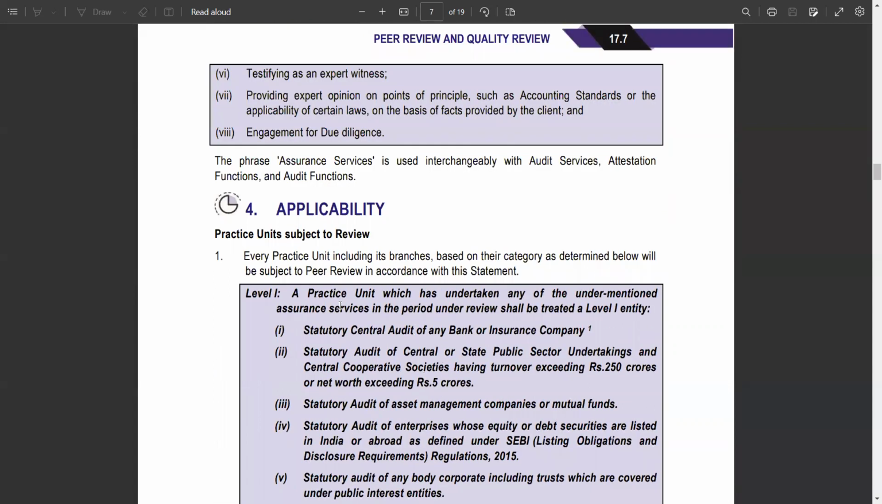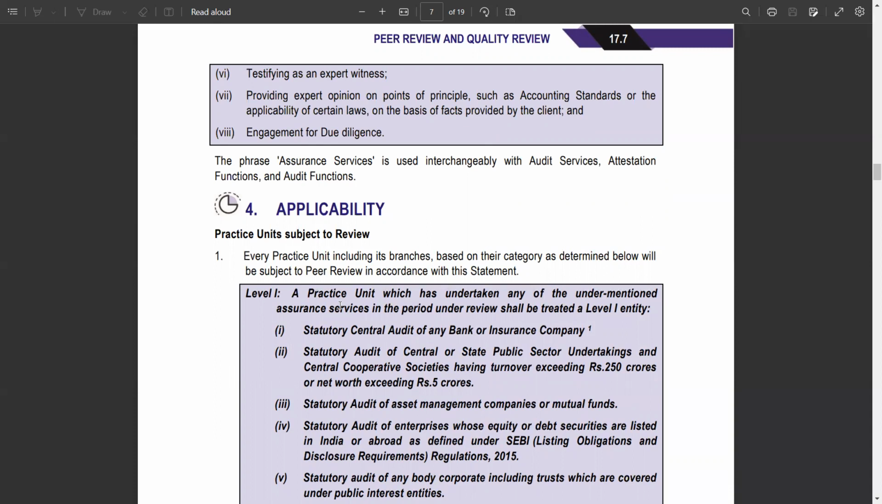So now this is related to the applicability of the peer review. So let me explain to you what is the applicability of peer review. So first question should come to mind: is peer review mandatory? Yes, peer review can be mandatory. Although it is not, but it can be mandatory for some practicing units if the central government, if the council decides that these practicing units are providing such assurance services, the peer review should be mandatory.